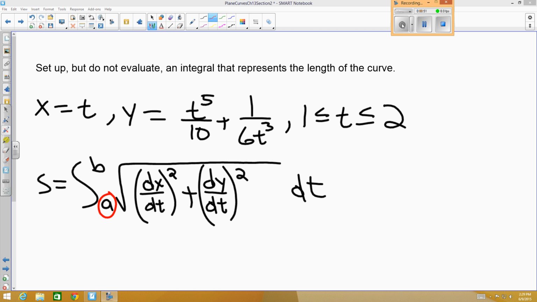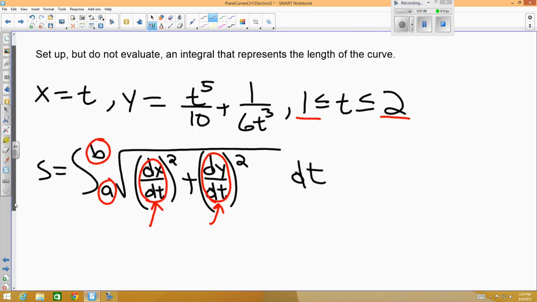We know that our limits of integration, a and b, are 1 and 2 respectively. Those are the endpoints of the interval. So we merely need to find dx dt and dy dt. We can do that from our parametric equations given.